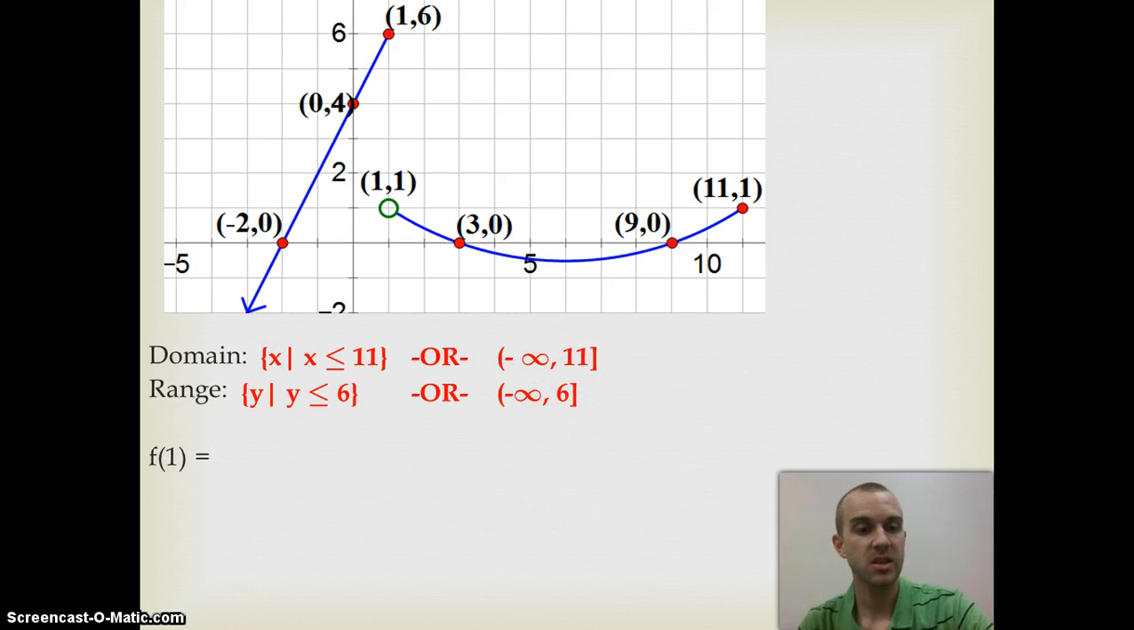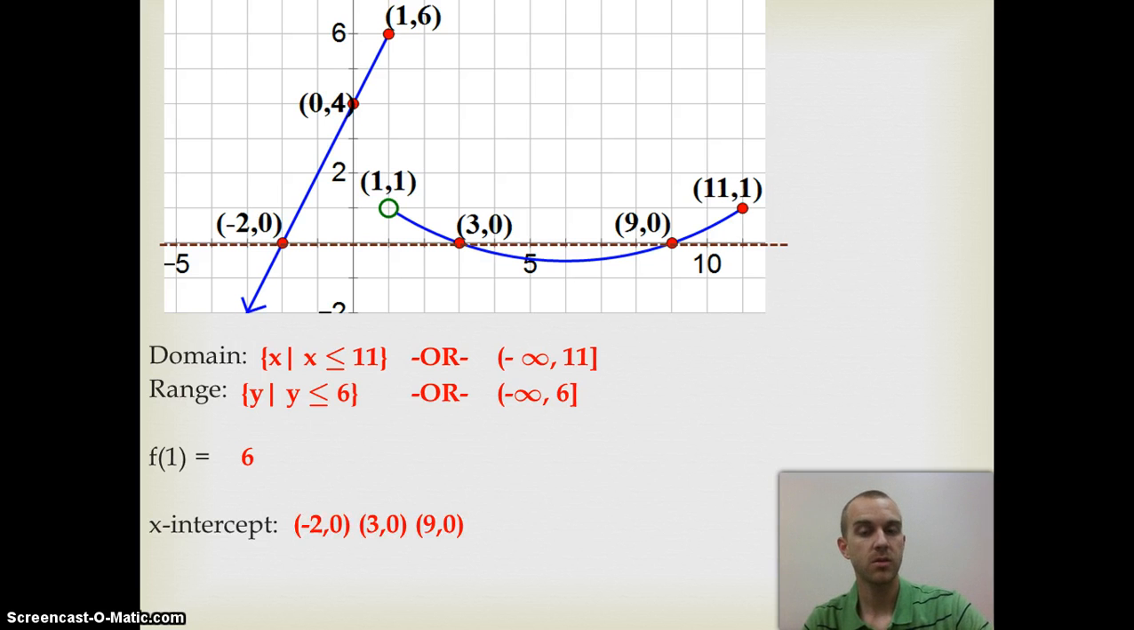If I wanted to evaluate this function at 1, I'd be looking at where is x equal 1, and I have to pay attention. I have a hollow dot at (1, 1) and a solid dot at (1, 6). So I'd go with the solid point whenever I'm choosing between those two. So f of 1 would equal 6. Now if I ask for the x-intercepts, I'm looking at where all does my graph hit the x-axis. And in this case, it hits at 3 different places: (-2, 0), (3, 0), and (9, 0).